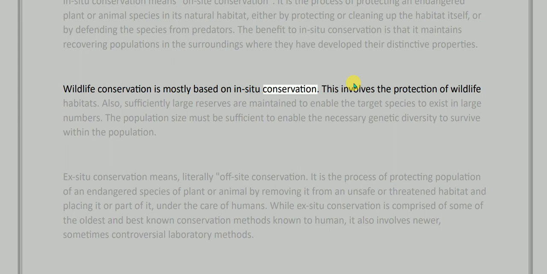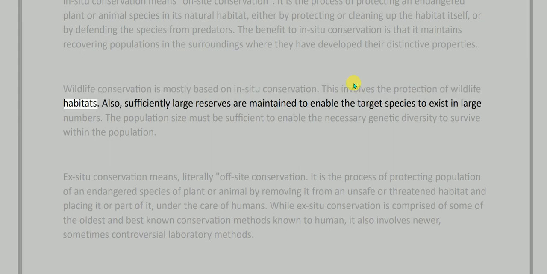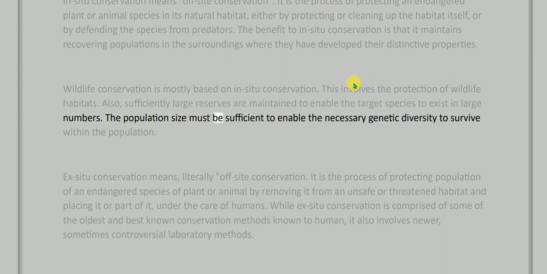This involves the protection of wildlife habitats. Also, sufficiently large reserves are maintained to enable the target species to exist in large numbers. The population size must be sufficient to enable the necessary genetic diversity to survive within the population.